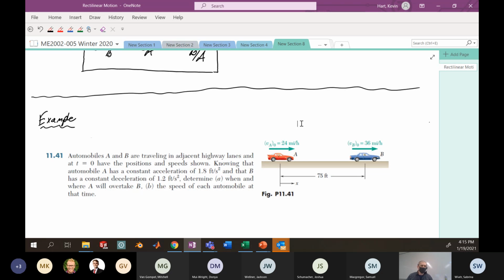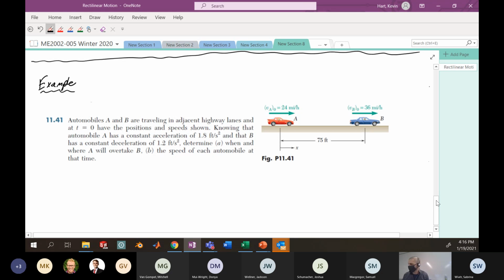There's a couple of ways to solve this problem. I'll give you a second to finish writing this down. Since we have constant acceleration equations, we could come up with a general expression for the position of A and the position of B as a function of time, and use that information to answer our questions. But here I'm going to leverage the relative acceleration, velocity, and position equations to make our life a little bit easier. Let's put that into words, what I just said.